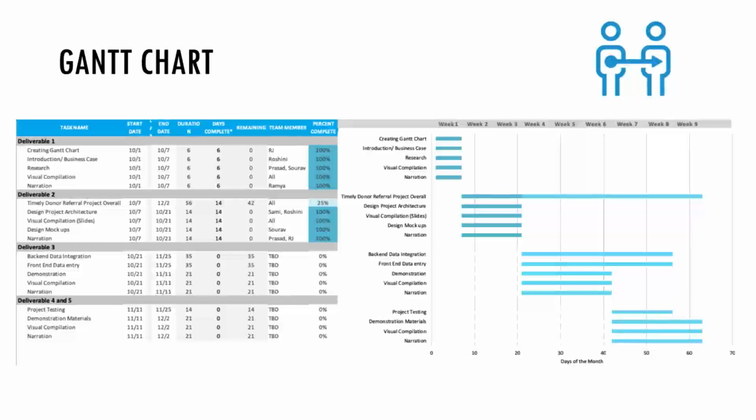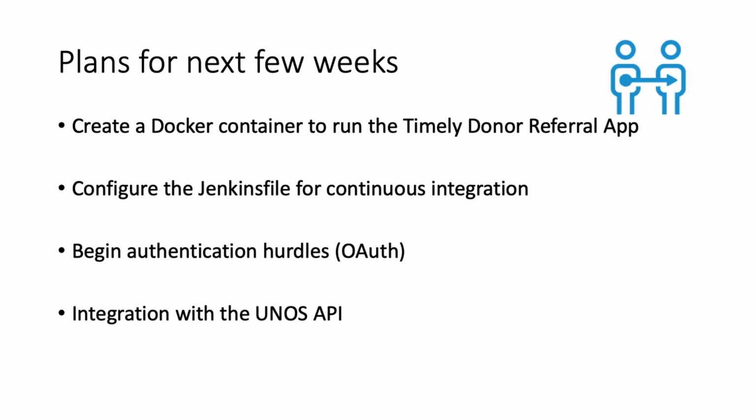Here's an update of our current Gantt chart. As you can see, we are on schedule and will begin development next week. For the next few weeks, we plan to create a Docker container to run the Timely Donor Referral app, configure the Jenkinsfile for continuous integration, begin tackling the authentication hurdles with OAuth and other authentication processes, and work on the integration with the UNOS API.